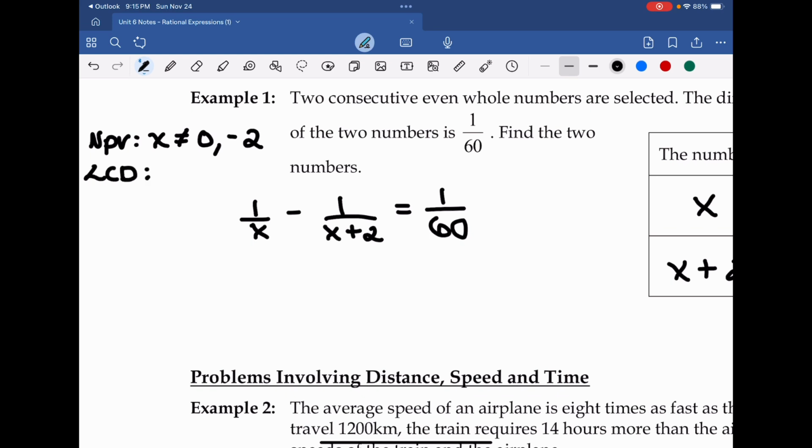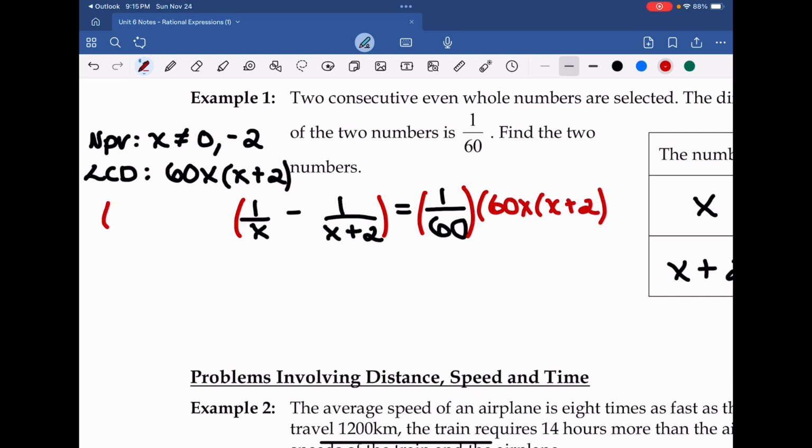The other piece I'm going to write in here is our LCD. Our LCD is a combination of all the denominators, or a product of them. So it's 60 times x plus 2. We take one of each unique factor and write them together. This tells us exactly what we need to multiply both sides by. We surround both sides in brackets and put on the outside 60 times x plus 2. On the left-hand side, we put the exact same thing, 60x, x plus 2. I probably shouldn't put this bracket here, or else that might confuse us, so I'm going to take these away and maybe just put a product dot instead.